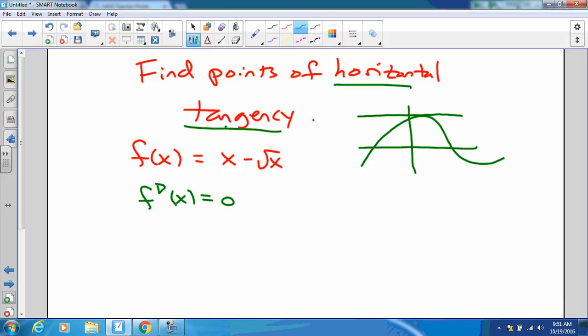And so now it's just a matter of supplying the details. I can find f prime by walking through and doing the derivative term at a time. The derivative of x is 1. The derivative of root x is?